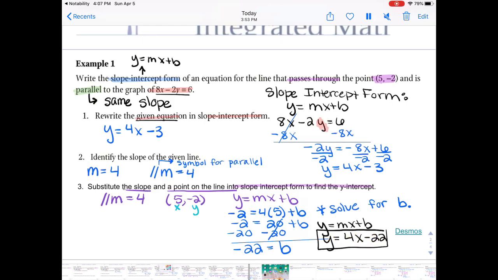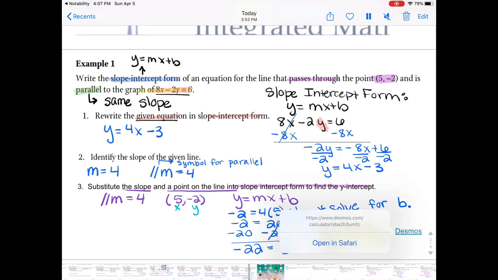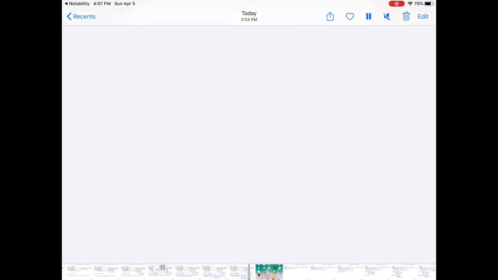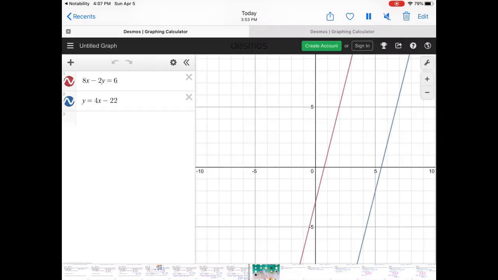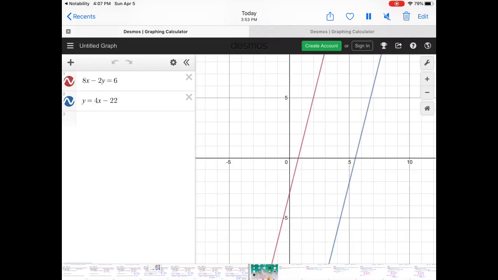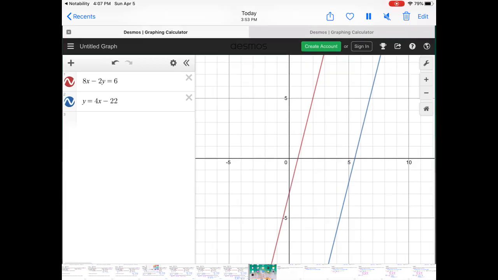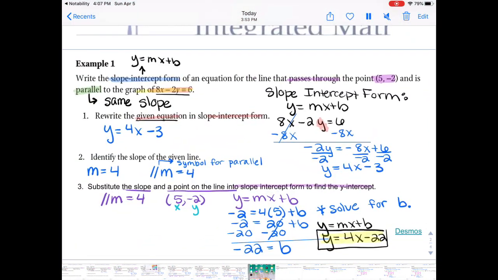So we can look at this given line and our answer. Our answer, y equals 4x minus 22, and that given line, 8x minus 2y equals 6. And let's check out what their graphs look like. Well, if you notice, their lines never intersect. They indeed are parallel. So our equation, y equals 4x minus 22, is perfect.